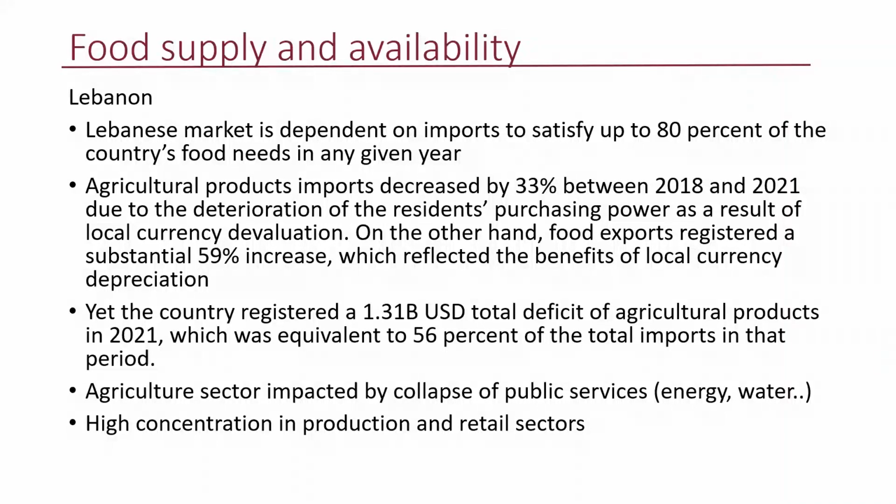Why is that? Because the agricultural sector basically has collapsed and continues to experience a lot of problematic issues, mainly linked to deteriorating public services, specifically due to the very high energy bill, lack of water access in most agricultural lands, and systematic problems that were amplified by the recent crisis. Also, the food supply sector suffers from very high concentration in production and distribution. Sometimes in the retail sectors, not more than 3 to 5 companies would control entire market segments.